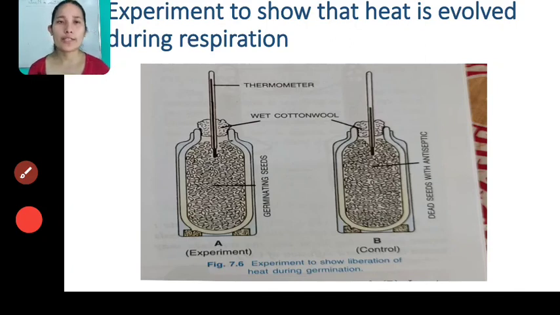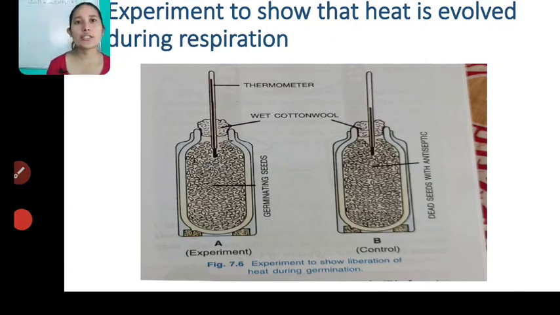Now another experiment is to prove that heat is evolved during respiration. You take 2 thermos flasks, one is your experimental setup, another is your control. In the experimental setup, flask A, you are putting a germinating seed, and in B you are putting dead beans with antiseptic. And you have inserted a thermometer in both the flasks.